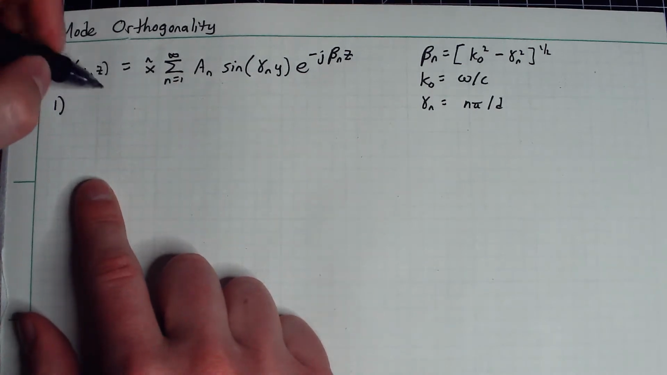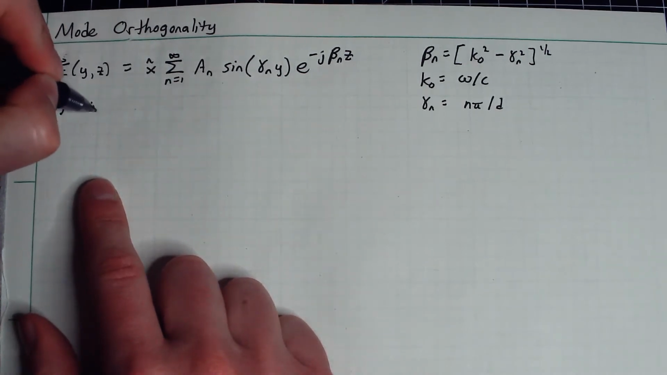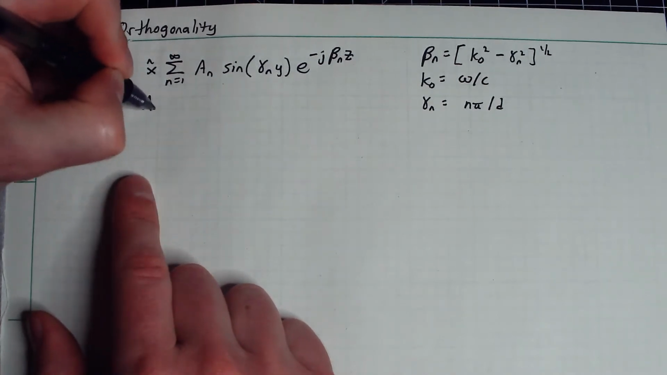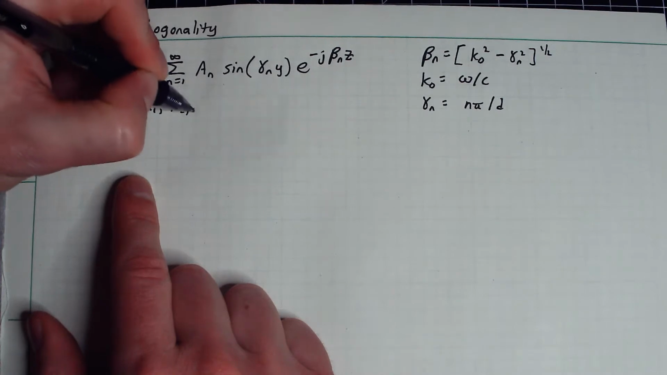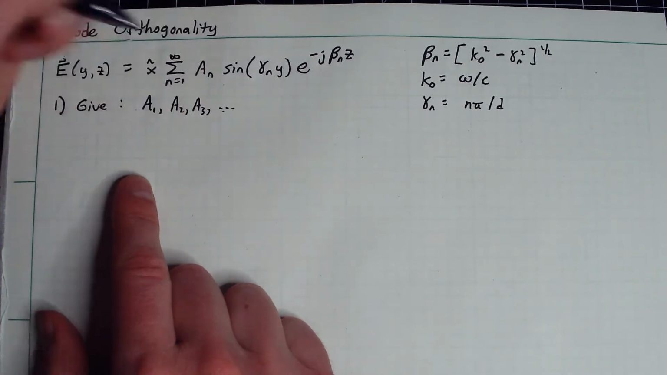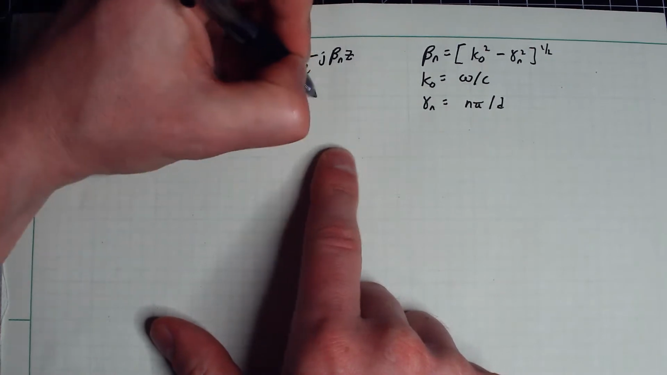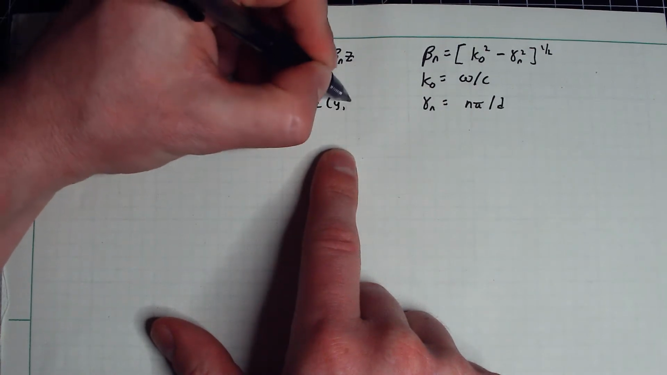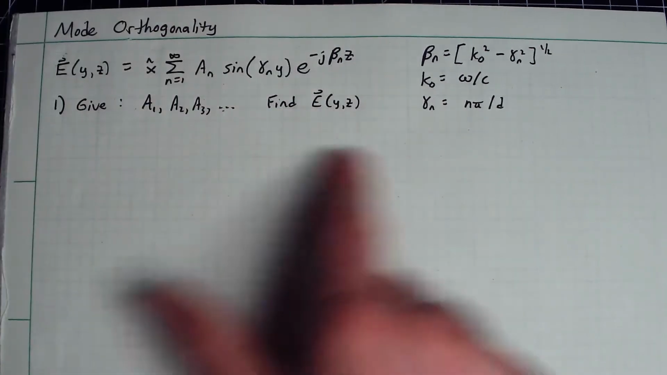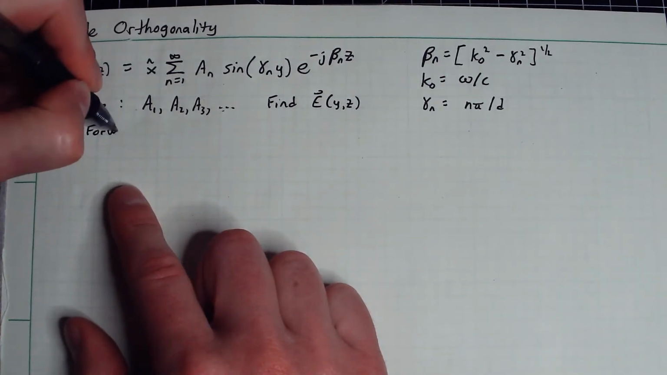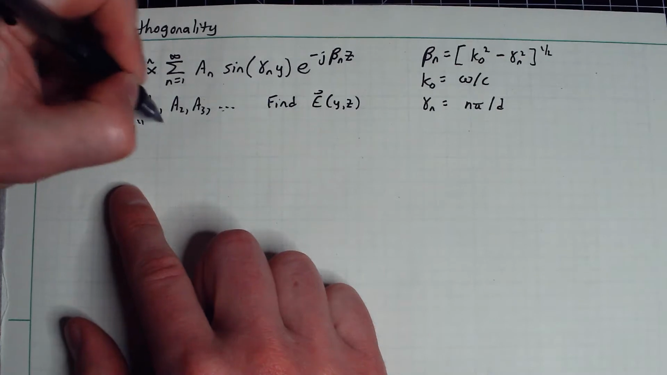So there's basically two ways to think of this problem. One is you think of it as the following. Suppose I give the coefficients here, a sub 1, a sub 2, a sub 3, dot, dot, dot, all the way out to infinity. Find the electric field. And this has a special name in mathematics. We call that the forward problem.